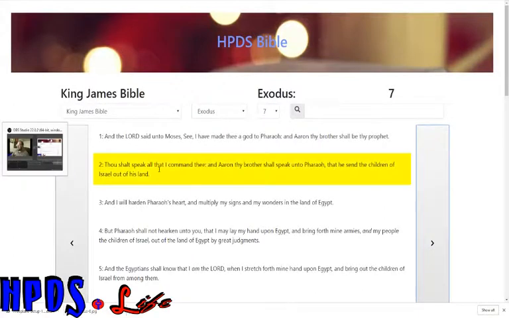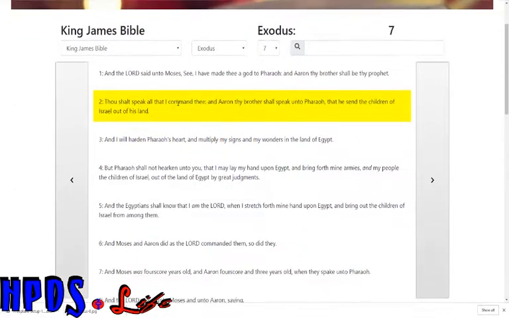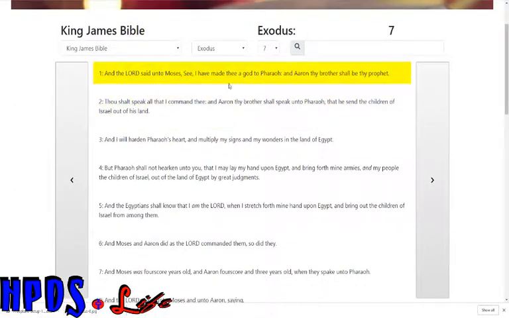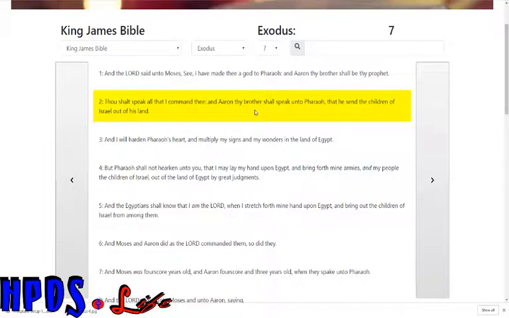Let's see, Exodus chapter 7 here, King James Bible. It reads, "And the Lord said unto Moses, See, I have made thee a god to Pharaoh, and Aaron thy brother shall be thy prophet. Thou shalt speak all that I command thee, and Aaron thy brother shall speak unto Pharaoh, that he send the children of Israel out of his land.